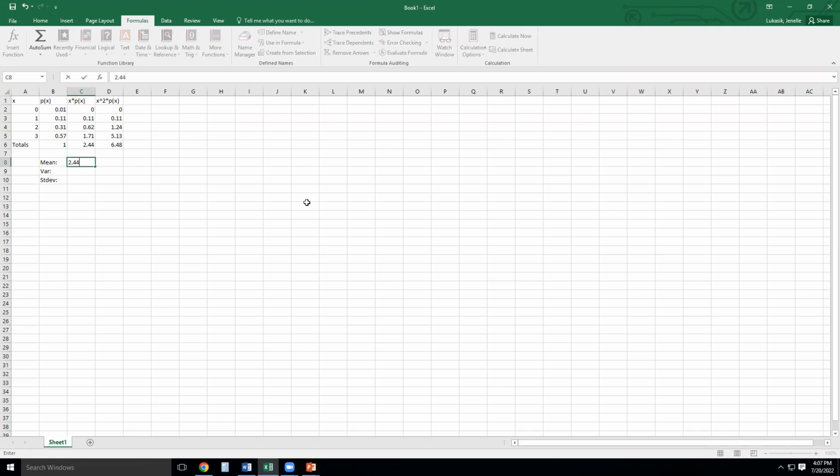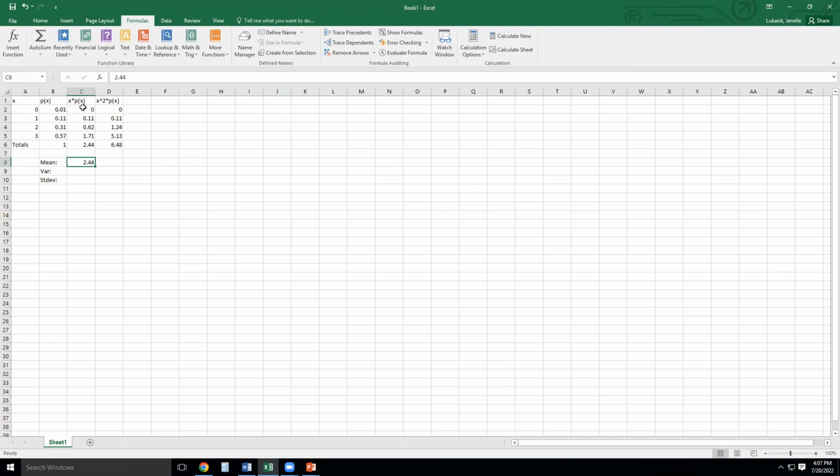Don't go in and use that average function. That's for a list of descriptive data from a sample. This is not a sample. This is a population. This is like all the possible things that could happen. And so we can't use that average that's built in here.